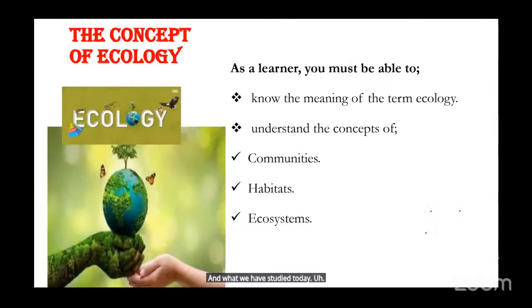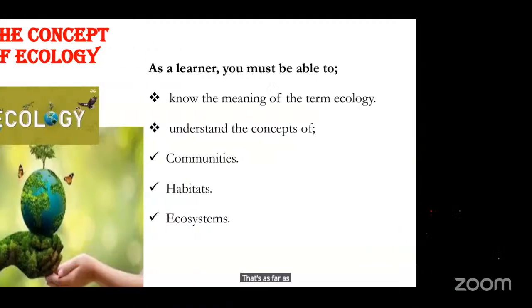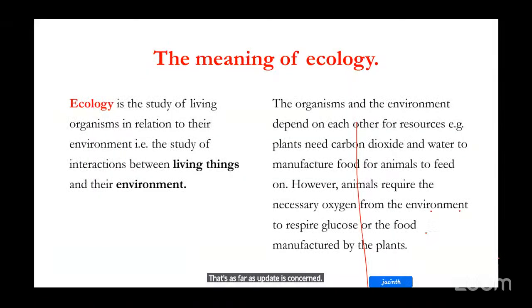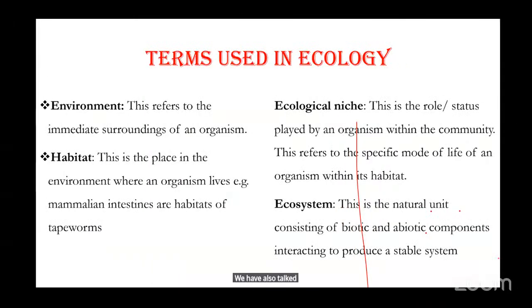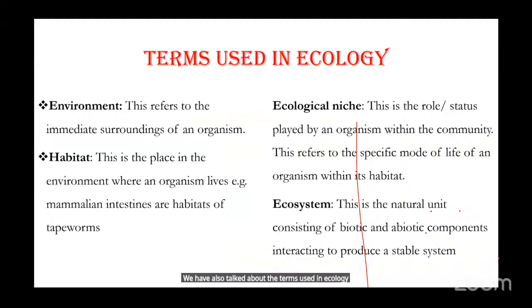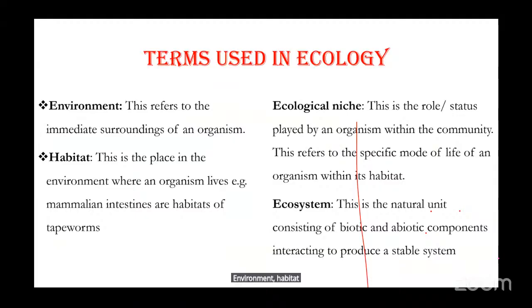We began with the concept of ecology, where we talked about it. We have also so far learned one thing out of this concept, which is habitat. We defined ecology as the study of organisms' relations to the environment. We have also talked about the terms used in ecology, and these terms are environment, habitat, ecological niche, and ecosystem.